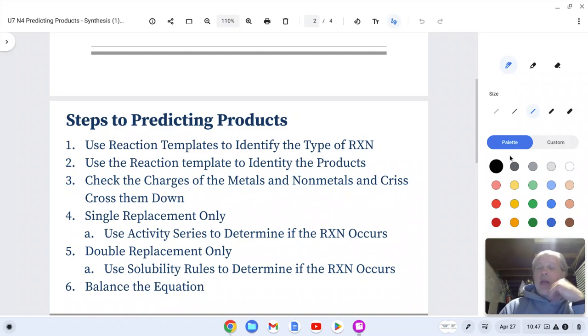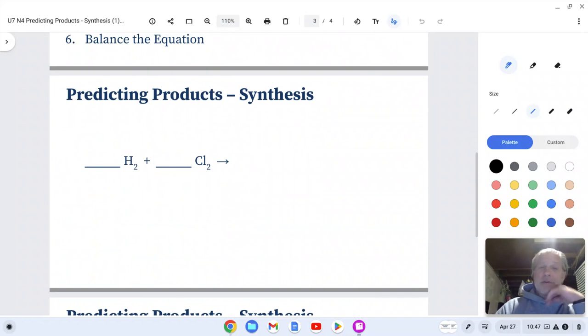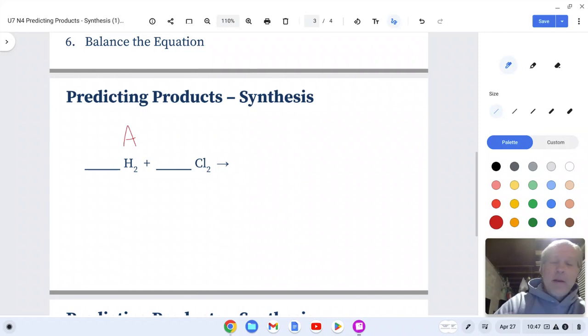So in this case, we have two examples that we're going to talk about when we talk about synthesis reactions. And I know that this is a synthesis reaction, and as a result of knowing it's a synthesis reaction, what I'm going to do is use the synthesis reaction template from our last lesson, which was A plus X makes AX as a product.